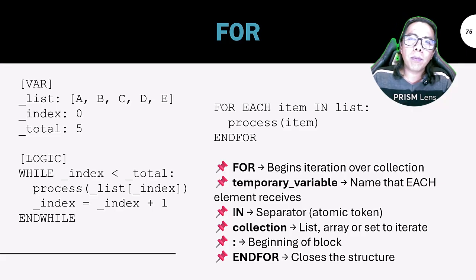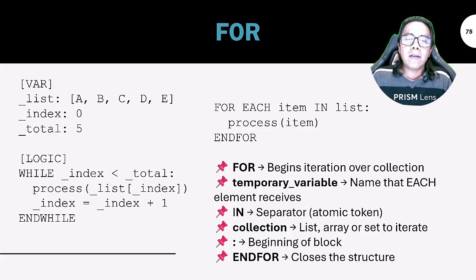In traditional programming, for hides the complexity of the counter. In symbolic prompting, it does something similar. You tell the artificial intelligence, process this list, and it takes care of applying the rules to each element, one by one, without you having to manage an index manually.